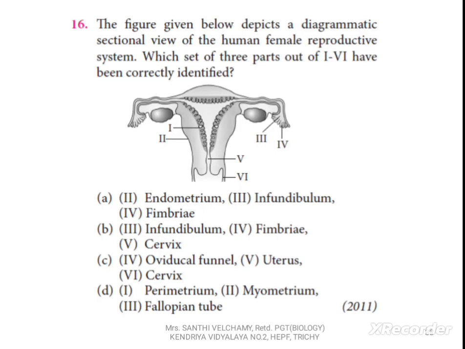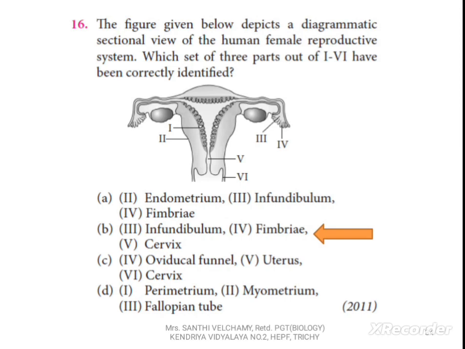So here they have given a diagrammatic sectional view of female reproductive system. Here the labeling 1 to 6 you have to see and you find out the correct labeling and accordingly you can match and find which option is correct. Hope you must have seen the correct option. Now let us find the correct option. Option B is the correct one.